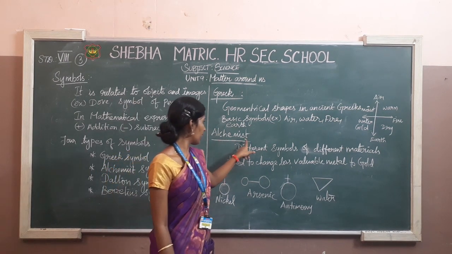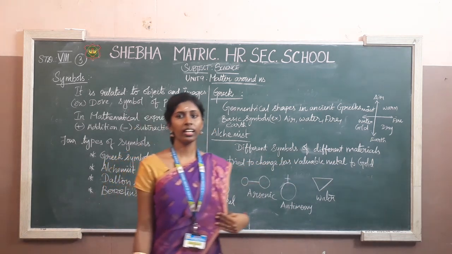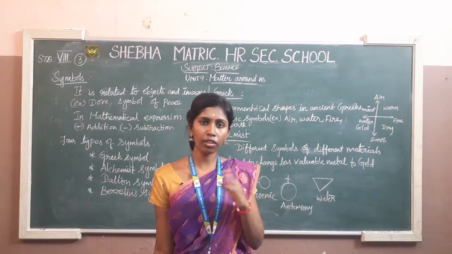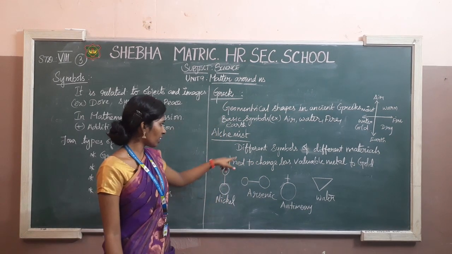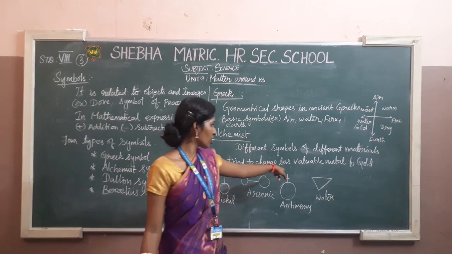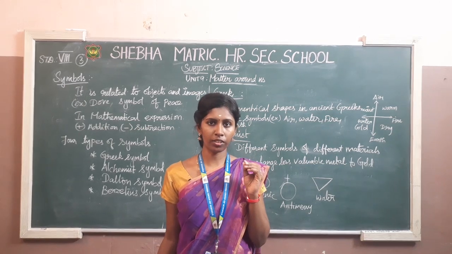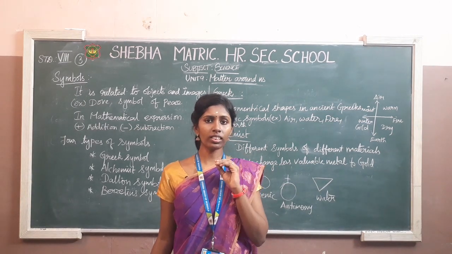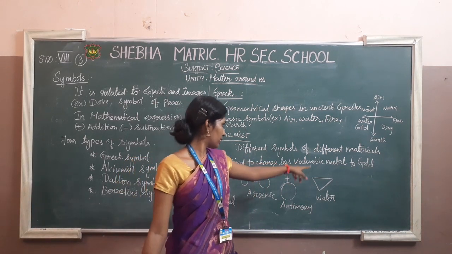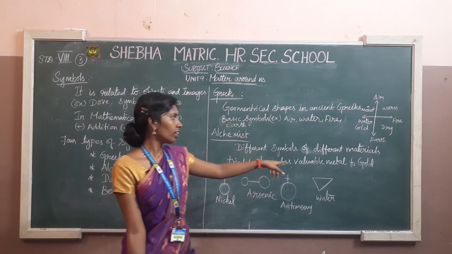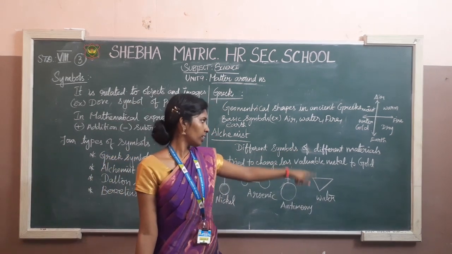Next one is the alchemist. Alchemist symbols are different symbols for different materials, related to those materials. Alchemists tried to change less valuable metal into gold. Gold is a very costly substance. A small amount of less valuable substance is mixed in gold. So these metals would be compared to or mixed with gold, and they tried to change it by that method.